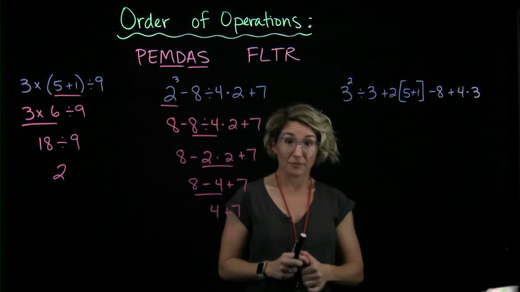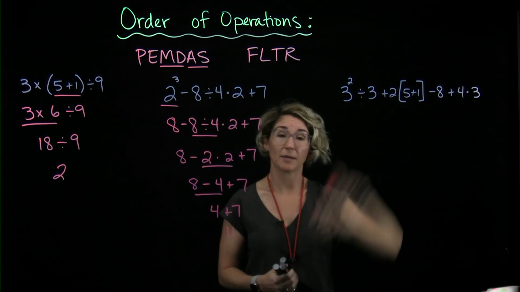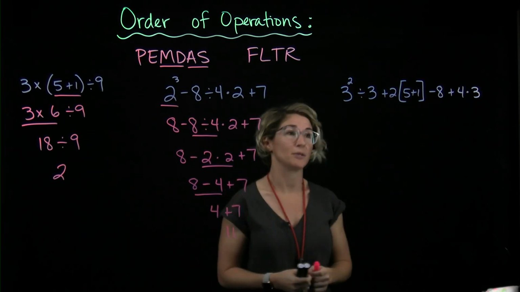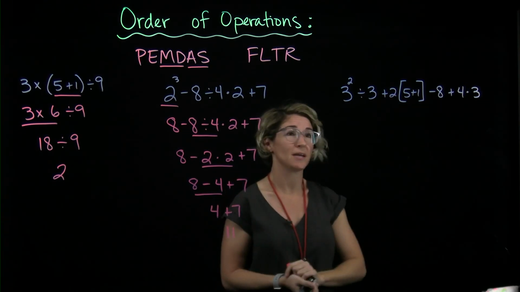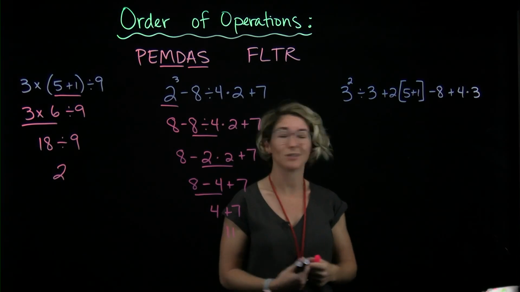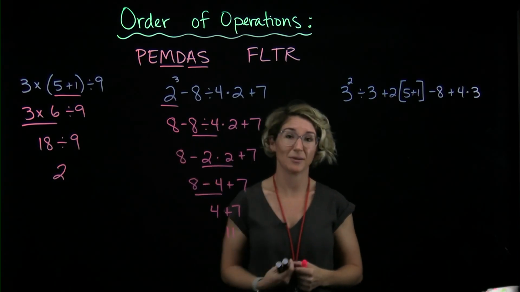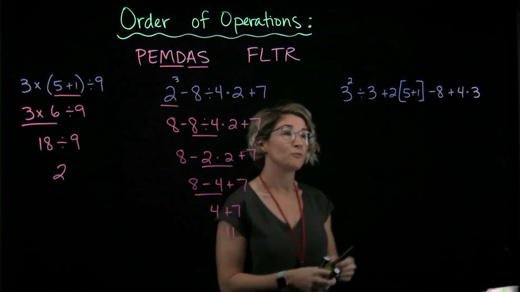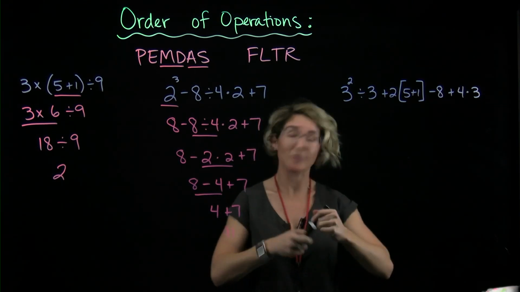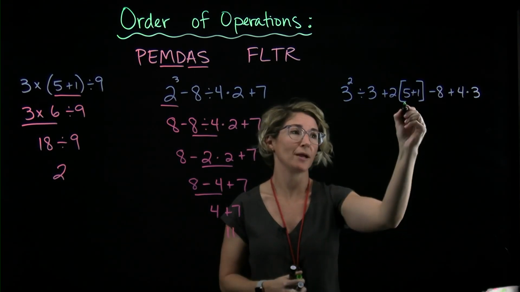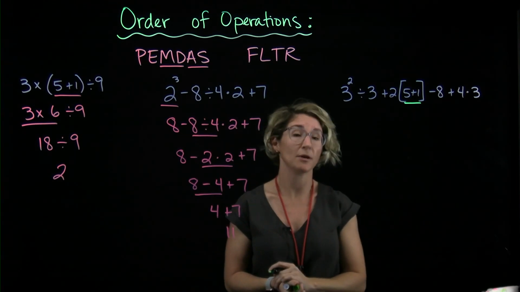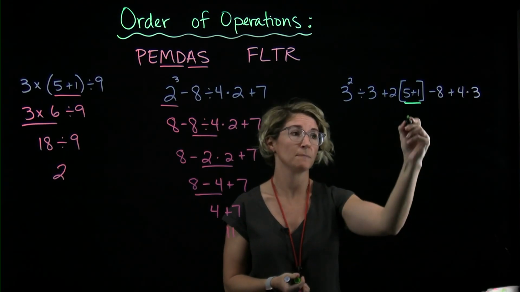All right, let's look at this one. I've got a couple of different things going on. I see some grouping brackets. I'm going to do that first. I see some exponents. I've got multiplication, division, addition, subtraction. Let's go ahead and do it in the correct order. The first thing I notice is the brackets, that grouping symbol. So I'm going to do inside those brackets first. I'm going to take the 5 plus the 1. I'm going to make it a 6.